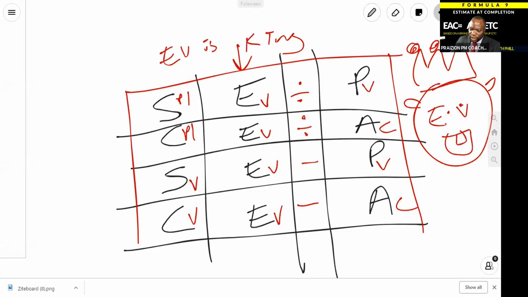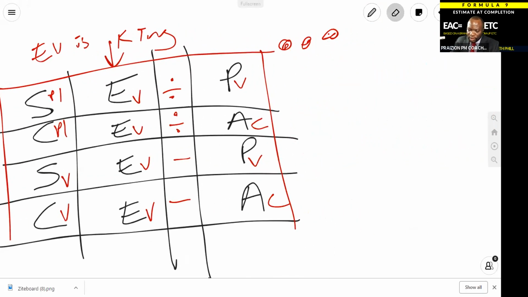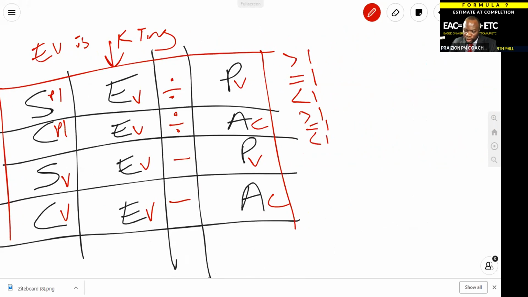And then you need to remember, when we're talking about the indices, anything less than 1 is unfavorable. So you need to know that greater than 1, equal to 1, and less than 1 mean different things for all of these. Greater than 1 means you are ahead of schedule. Equal to 1 means you are on schedule. Less than 1 means you are behind schedule.